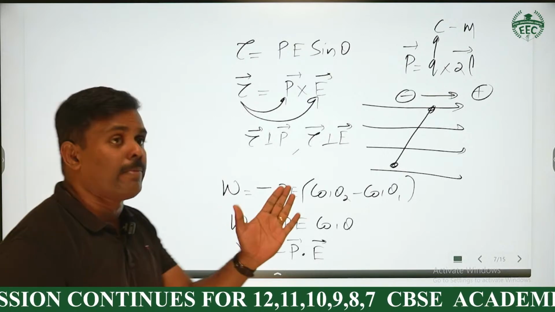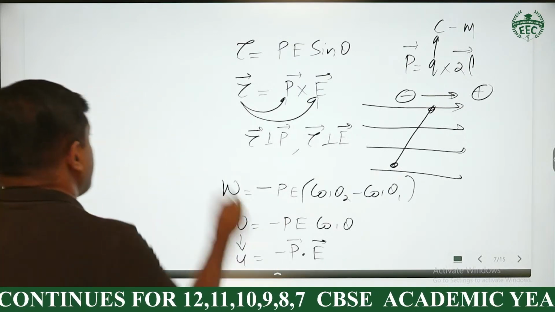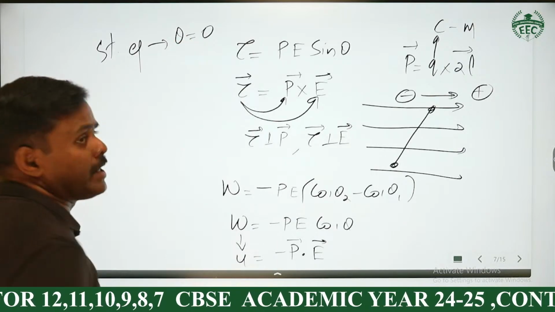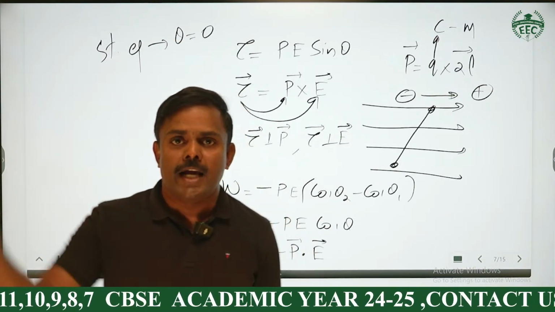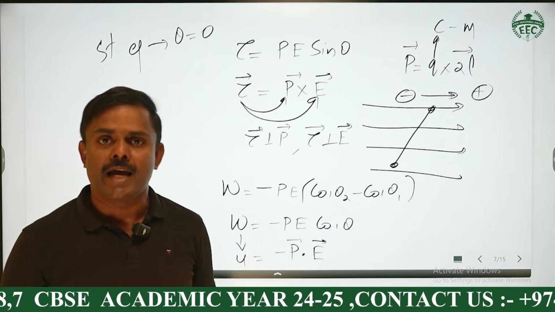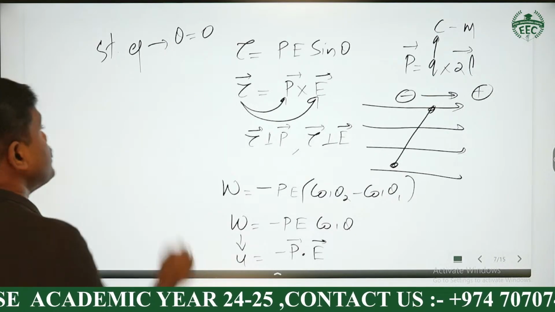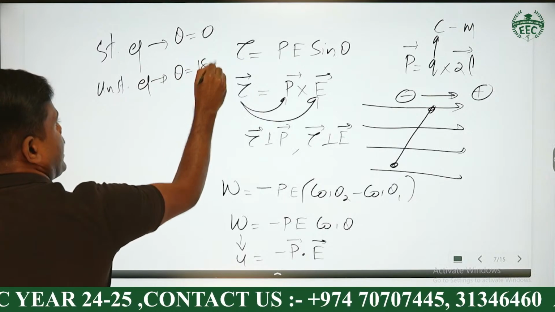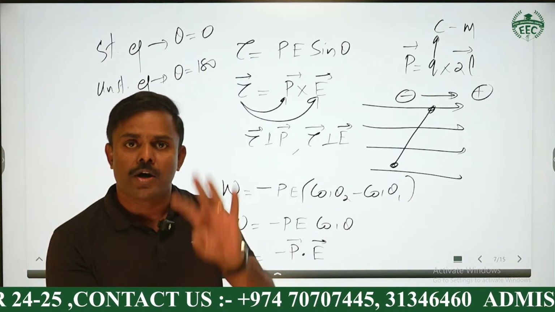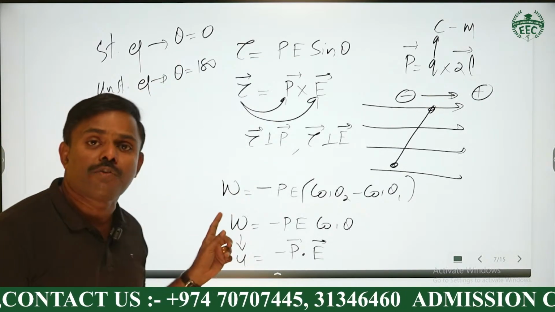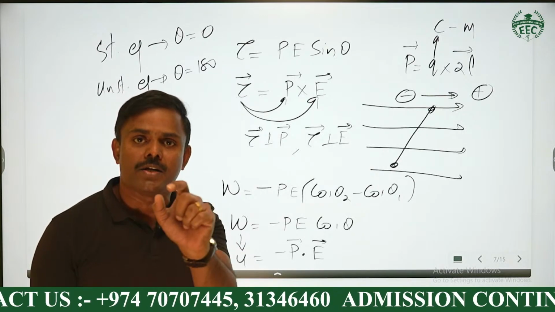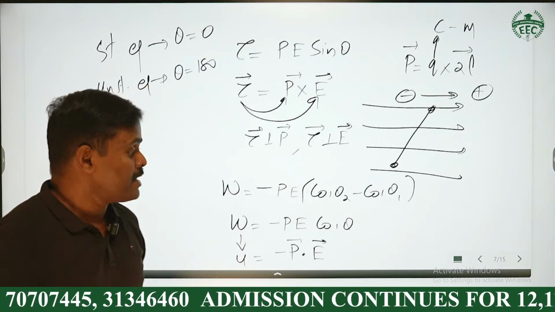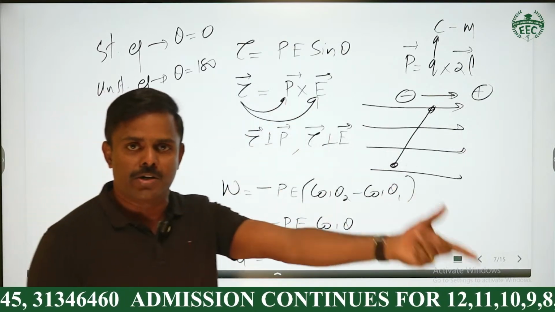Then stable equilibrium and unstable equilibrium conditions. What is meant by stable equilibrium? Theta equal to 0 is called stable equilibrium. If a dipole is kept parallel to the field, theta is 0. Unstable equilibrium is what? Theta is 180. They will ask you to find the work done to rotate a dipole from stable to unstable or unstable to stable.